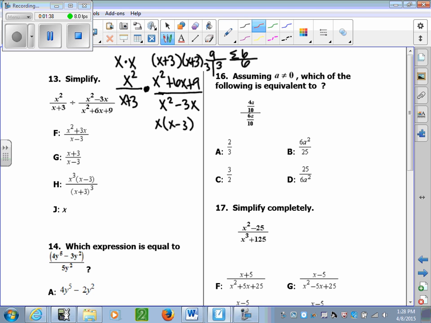So I have an x plus 3 here. That will cancel out one of the x plus 3's in the numerator. I also have an x here, which will cancel out one of the x's in the numerator. And that's it. So now I'm going to write what's left over.